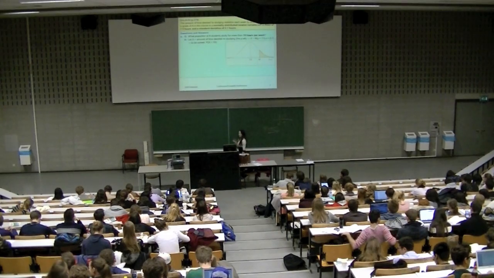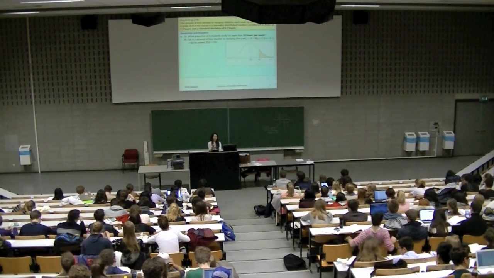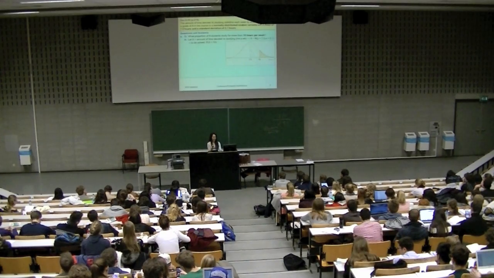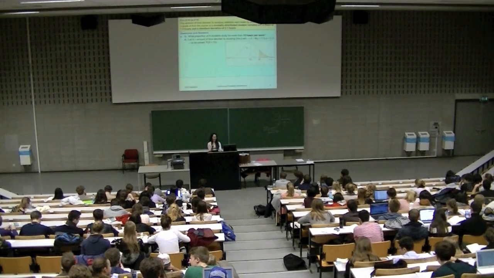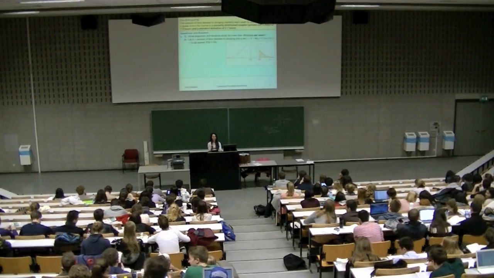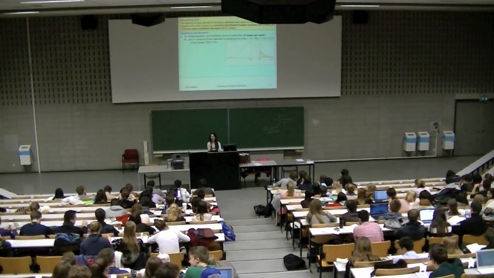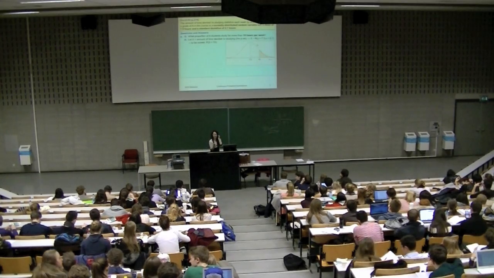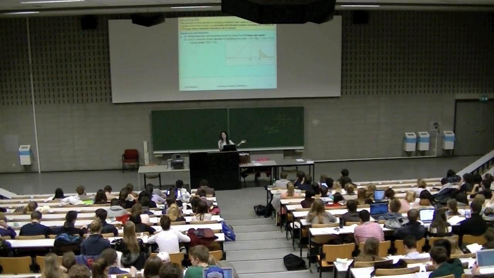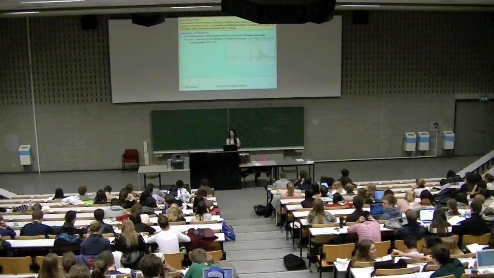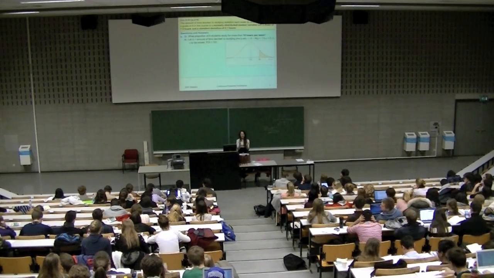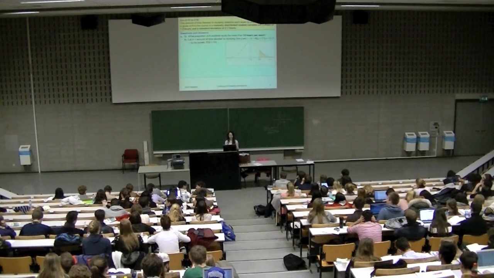And note that all normal distributions have a characteristic. In the middle, we have our average. In this case, it's 7.5. And the width of the normal distribution is determined by our standard deviation. So the larger the standard deviation, the flatter it is, and the smaller the standard deviation, the steeper it will be.